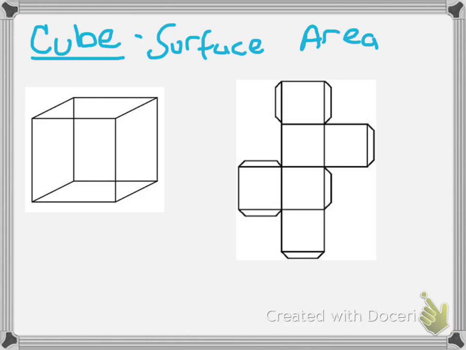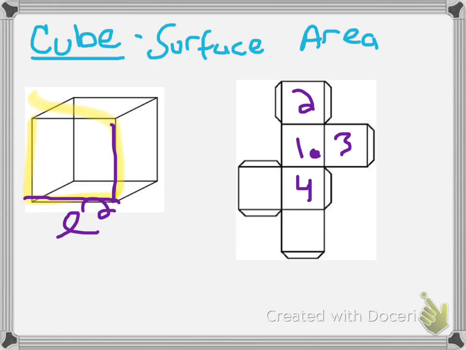So, the area of one square in the cube is the side length, this length right here, squared. That's just the area of one of these squares. Now, we see there's 1, 2, 3, 4, 5, 6 total squares in the net of the cube. So, the equation for the surface area of a cube is 6 times side length squared.